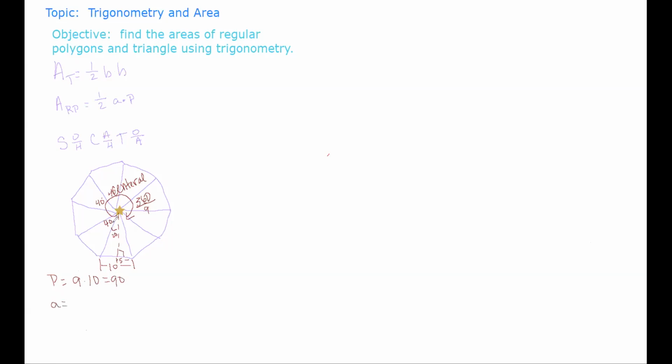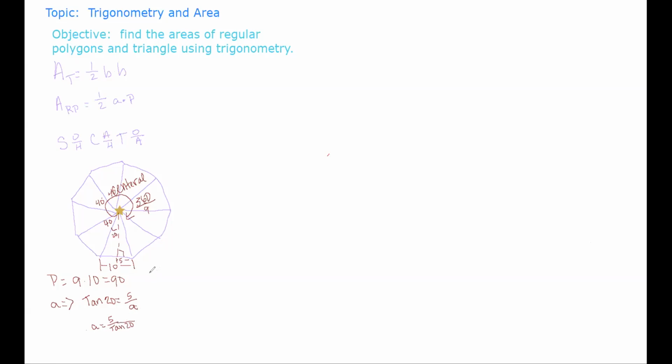The apothem I'm going to find by using one of my trig functions, because I have the side opposite the angle, and I'm looking for the side adjacent. So opposite and adjacent tells me I'm using my tangent. So I'm going to find A by saying that the tangent of 20 is equal to the opposite, which is 5, over the apothem, which is A. And then I'm going to cross multiply and divide, and I'm going to get that A is equal to 5 over the tangent of 20.